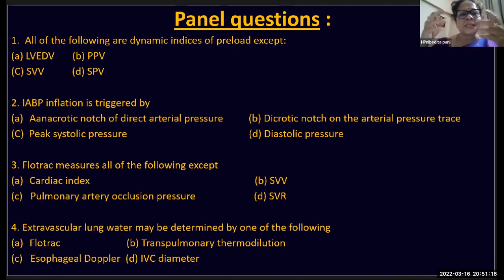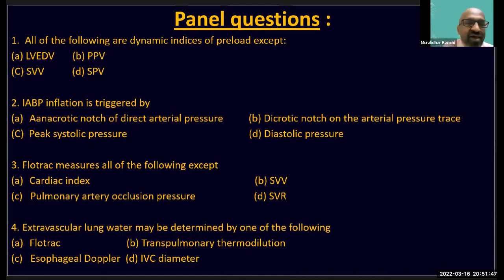For example, the pulse pressure variation is the marker of the position on the Frank-Starling curve. As you know, if there is increased preload, the pulse pressure variation decreases. So these all, PPV, SVV and SPV, are the dynamic indices of the preload as per the variation that occurs, but not the left ventricular end diastolic volume. That's right.